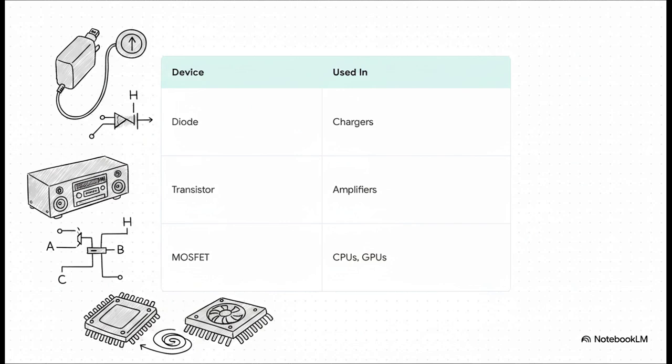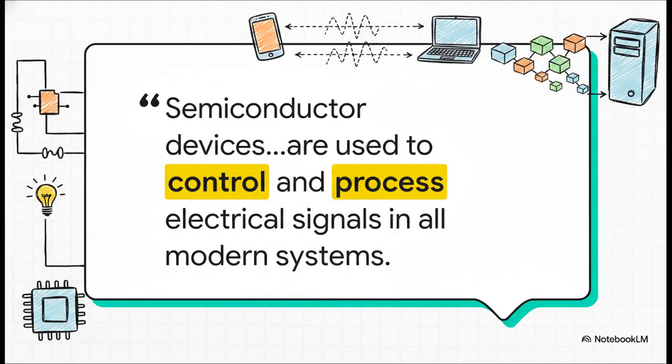Pop open your phone charger, and it's going to be full of diodes. A really good stereo amplifier is probably using BJT transistors to make the music loud and clear. And the brains of any modern computer, the CPU and GPU, that is 100% MOSFET territory. So ultimately, you can boil this entire explainer down to one core idea. These devices, diodes, BJTs, and MOSFETs, are what give us the power to control and process electricity. And that control is what makes every single piece of modern technology work.